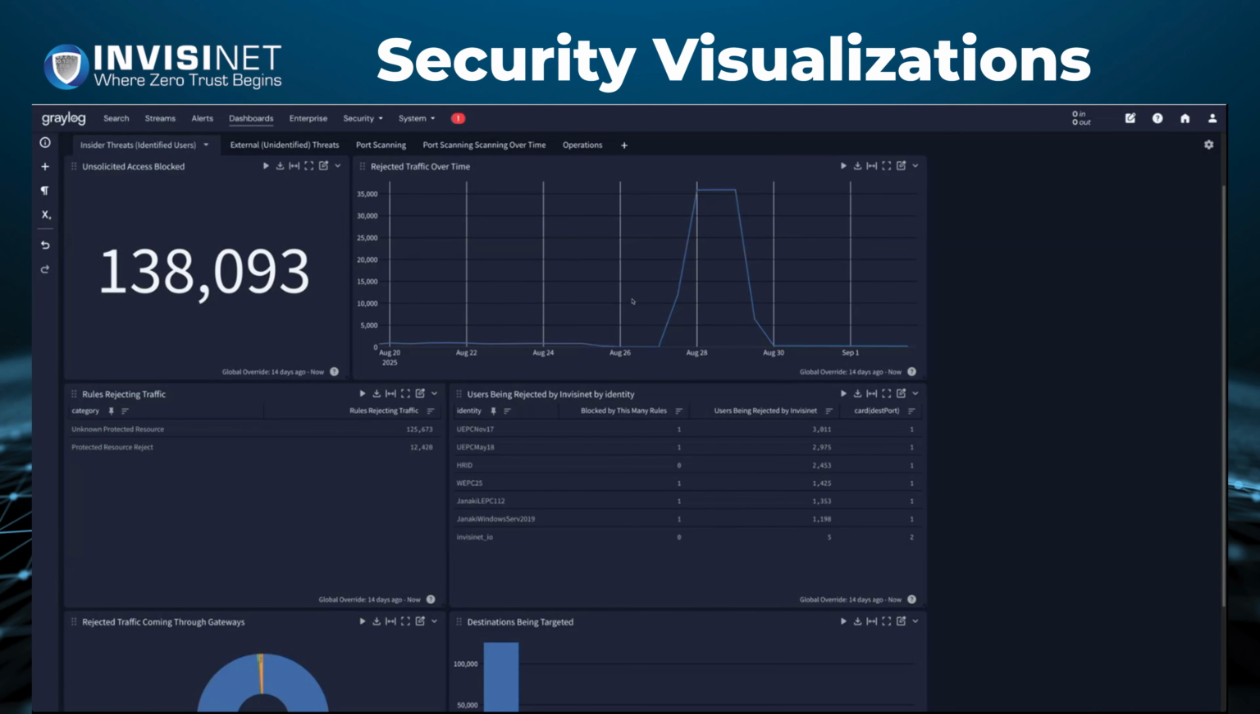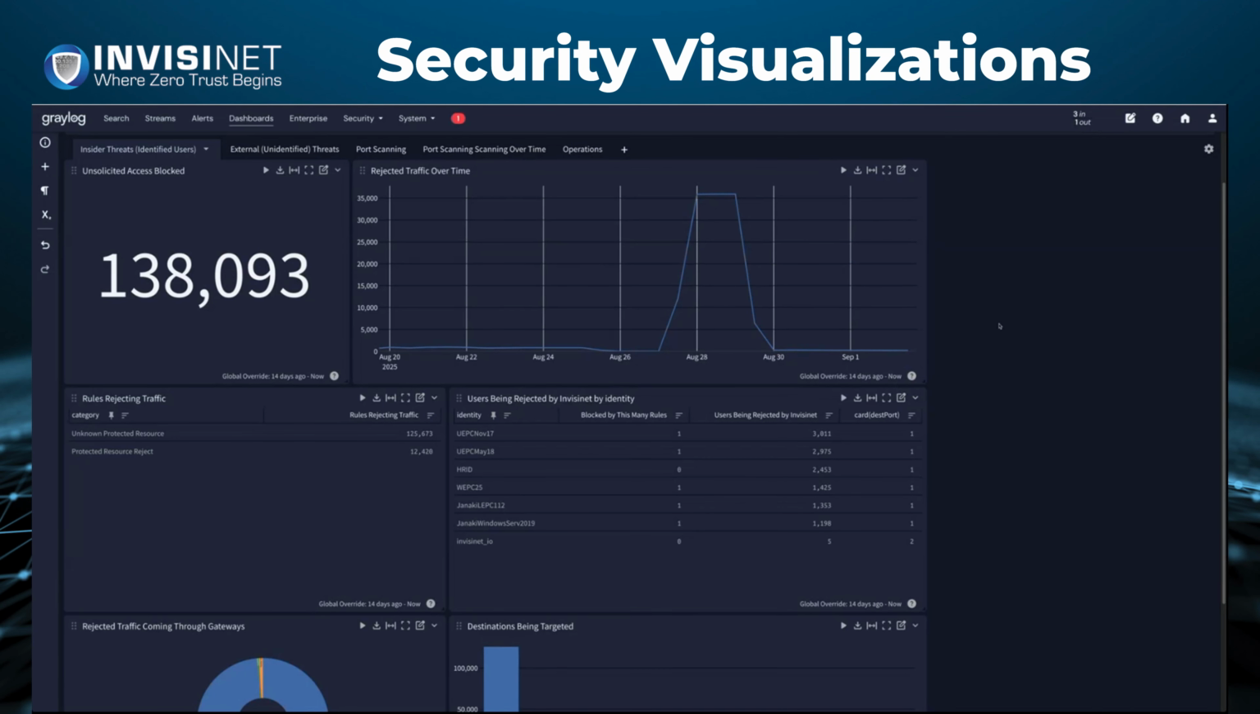Invisinet is an SDP product, which allows you to gain a wealth of information about how your network is being attacked. You can take a look here on the big number on the left. This is the total number of unsuccessful connection attempts which Invisinet has blocked over the past 2 weeks to your network. You can see how that traffic is broken down by looking at this chart on the right. You can see how the amount of traffic has been relatively small until it spikes up around August 28th.